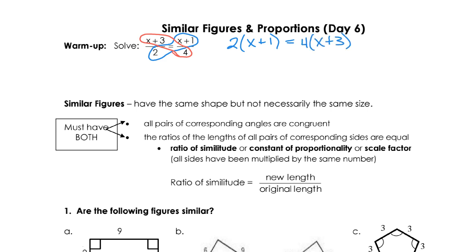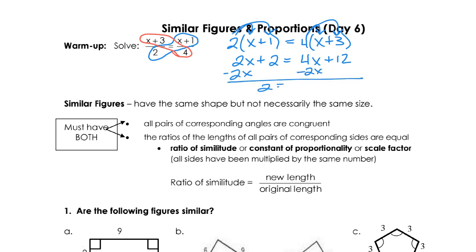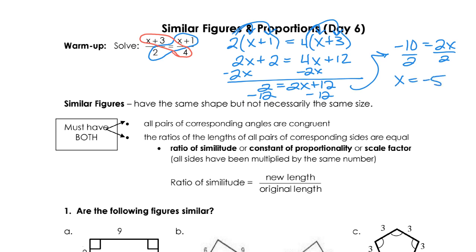I like to write it like that first, and then we will distribute, and we get 2x plus 2 equal to 4x plus 12. Okay, we'll subtract 2x, and we end up with 2 equaling 2x plus 12, and we'll subtract 12, and we'll end up with negative 10 equal to 2x, and we'll divide by 2, and x comes out to equal negative 5. Okay, and so there is our answer.